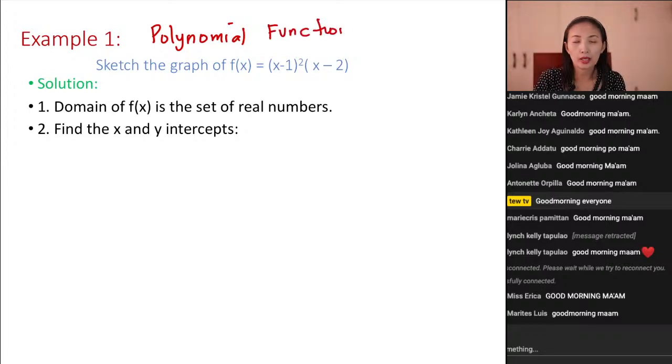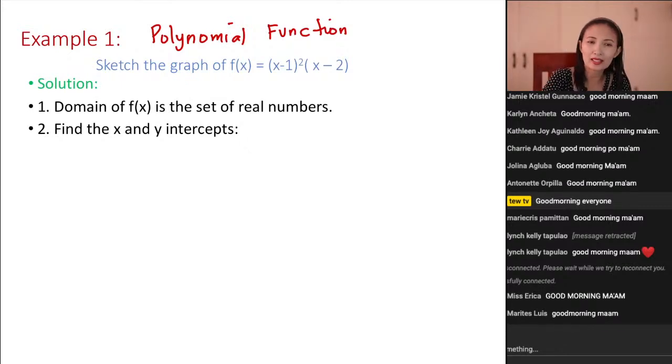Following the 6 steps that we have just enumerated, number 1, the domain of this function is the set of real numbers. Any number in the set of real numbers could be x. Next, find the x and y intercepts.